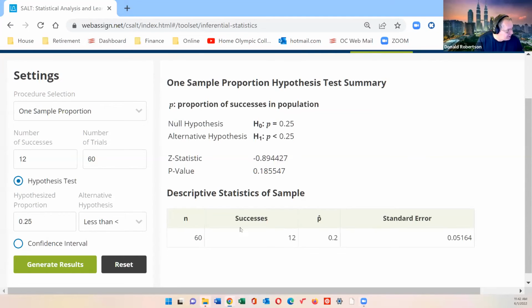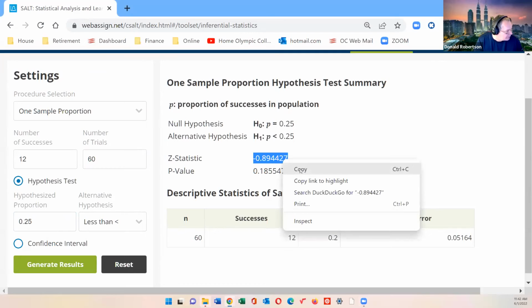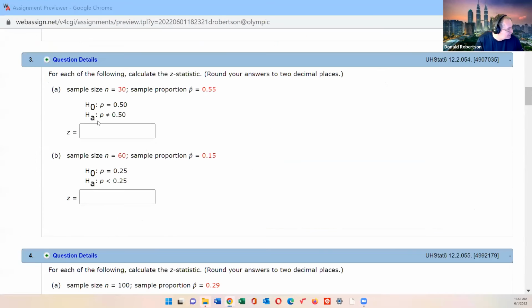So can you see SALT? Where are the buttons? Okay, so I put in 12 out of 60. I put the 0.25, I did the less than, and now I hit generate results, and this here is the Z score, right? So I'm going to copy that, and well, I can't put it in because my numbers are different.